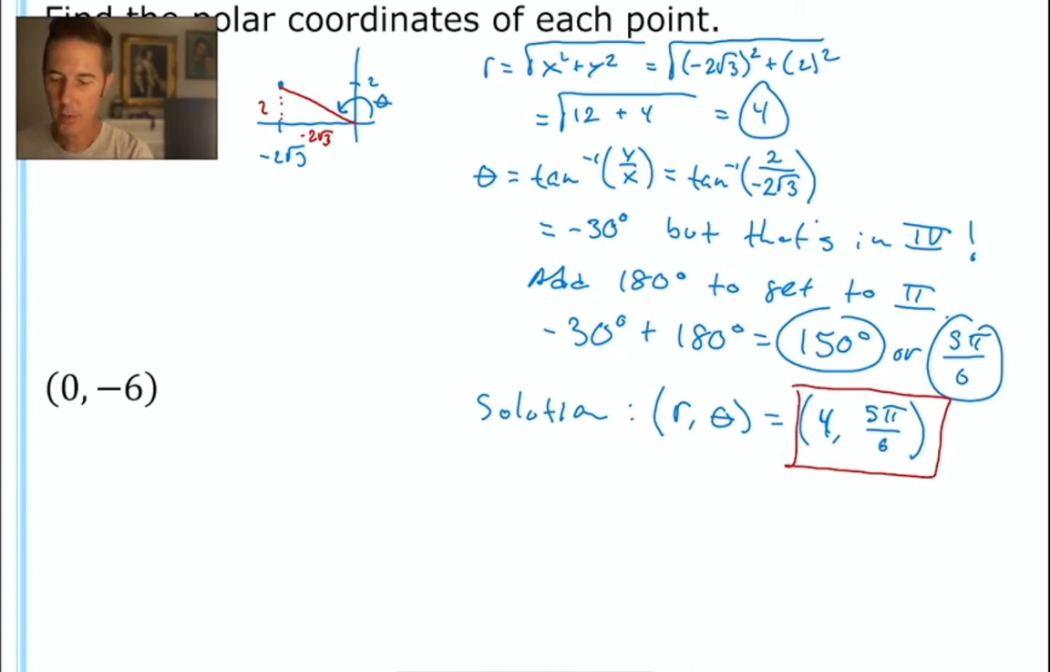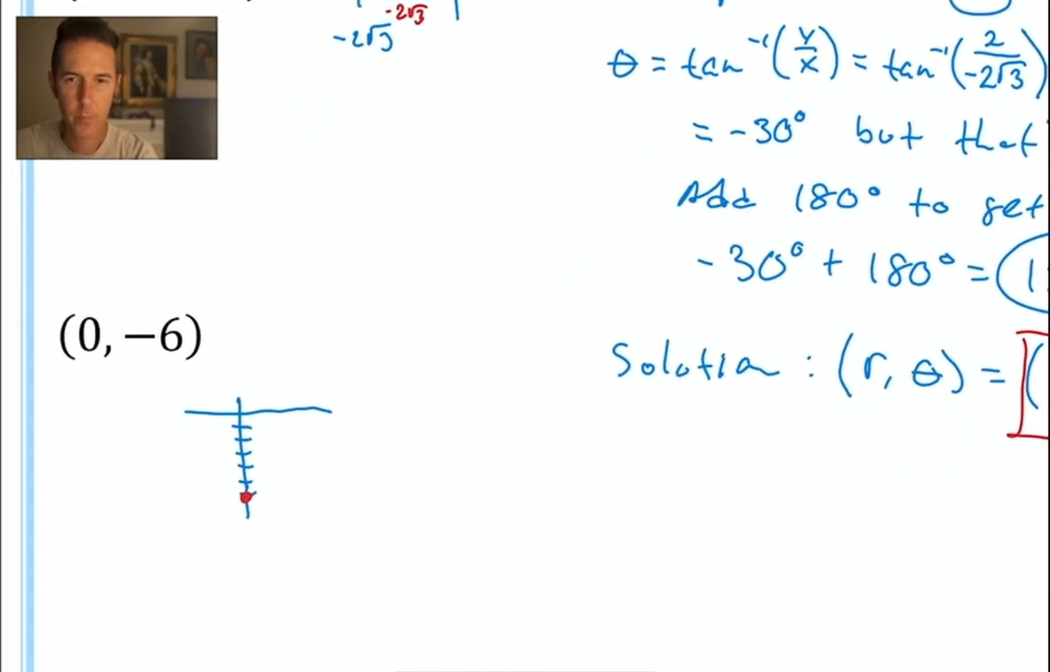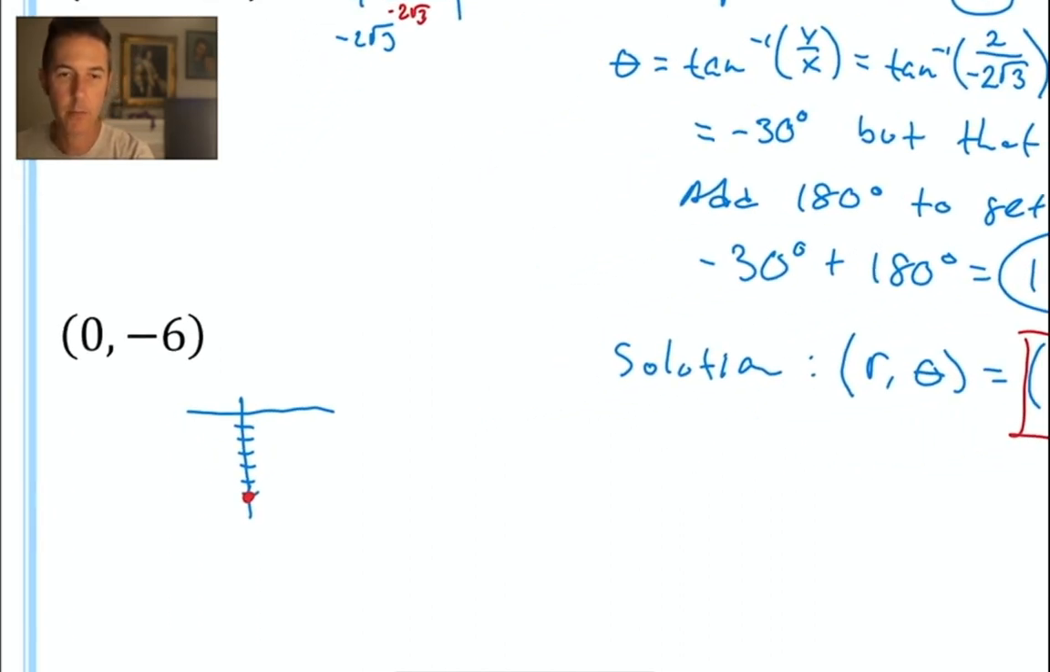0, -6, you can plot that point. I guess I could do this one. This is a pretty quick one. 0, -6, that's x comma y, 1, 2, 3, 4, 5, 6. So we're down here. This is our point. And we need polar coordinates for that.